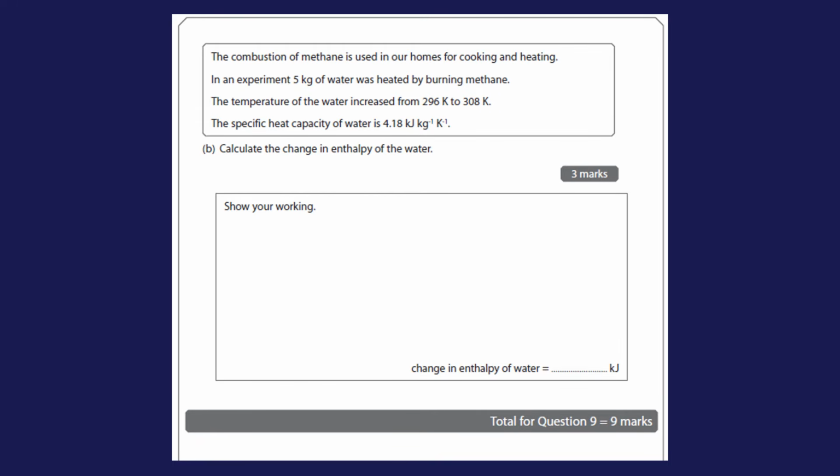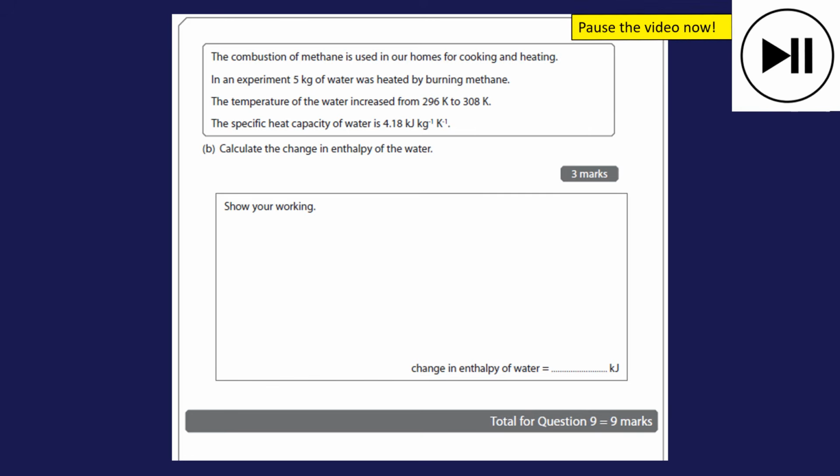Moving on then. Have a go at this one, pause the video. When you're ready to see the answer, unpause. Again, another very common question. I think I've seen one of these on every paper as well. So again, it's worth recognizing the types of questions we've got going on here. This is a Q equals MC delta T question.